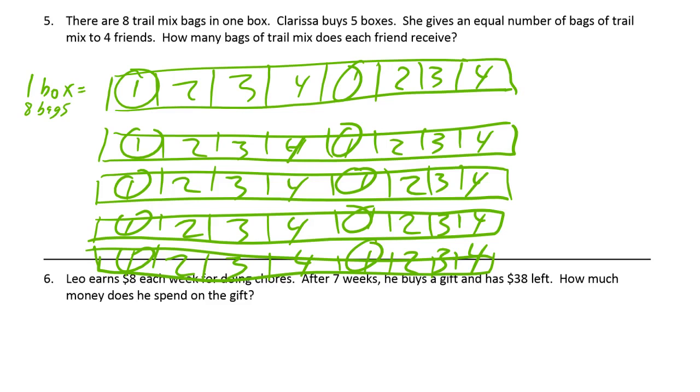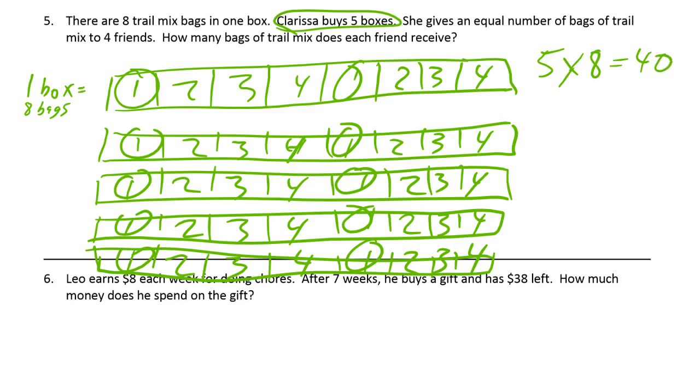So here's the hard way to do it. First you have to figure out how many bags she buys. She buys 5 boxes, right? So she buys 5 boxes times 8 bags in each box. That's 5 times 8, right? Because there are 8 bags and there's 5 boxes. That's 40.